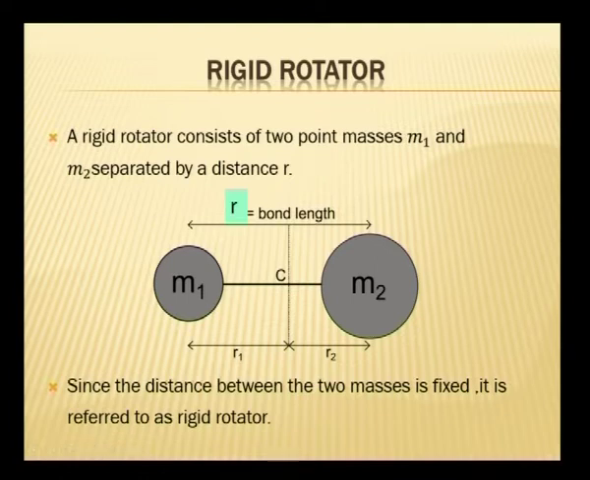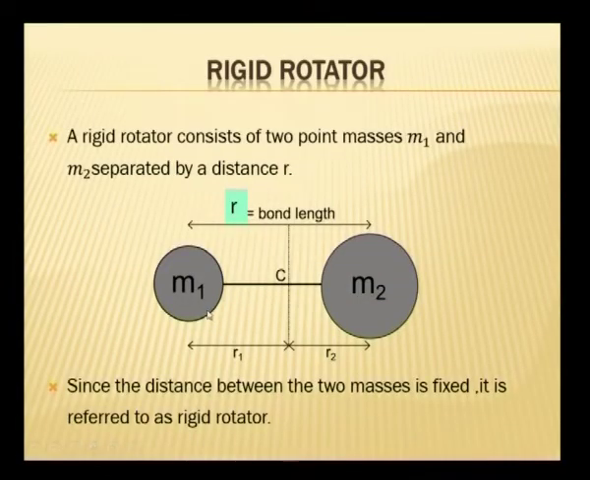Since the distance between the 2 masses is fixed, it is referred to as a rigid rotator. But in reality, nothing is rigid. Even in the case of carbon monoxide or nitrogen molecule, there will be vibration. You would have studied or will be knowing that in all solids, even at absolute 0, the atoms are continuously vibrating. Therefore, there will be vibration, and along with vibration there will be rotation.